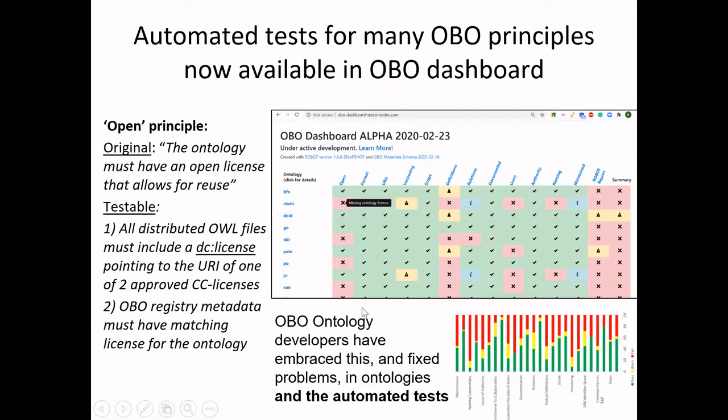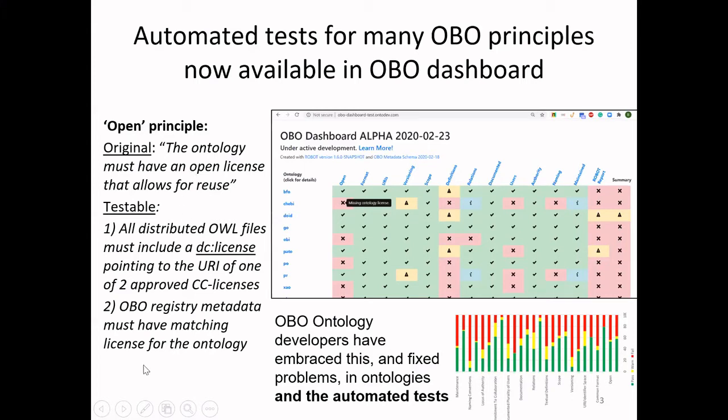So we've run these now over time. We see people address and fix the problems. And also not just the problems in their ontology, they also fix the problems in the tests. So you can argue, for example, whether these two approved CC licenses are really all that should be approved or not. But then you argue about something much more concrete, rather than saying, please define what open means.